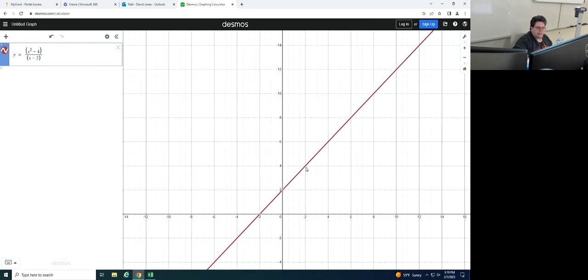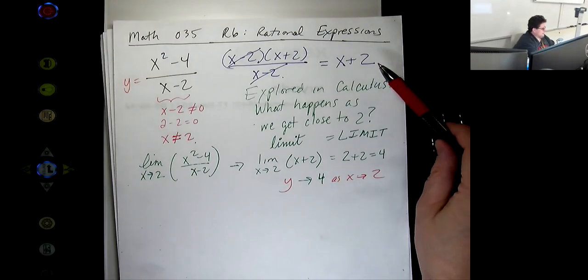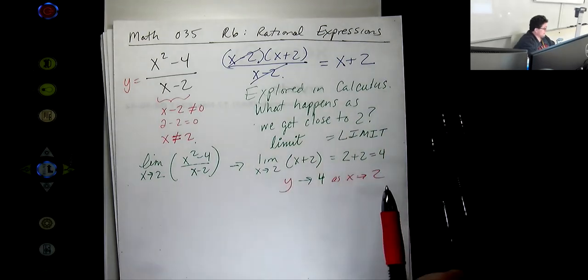This is something you'll look at in calculus, and this is why we're looking at this. Because you don't want to have to graph this when we can do stuff like this and just figure out right away what's going on. Just plugging in 2 gives us the answer. That's handy.